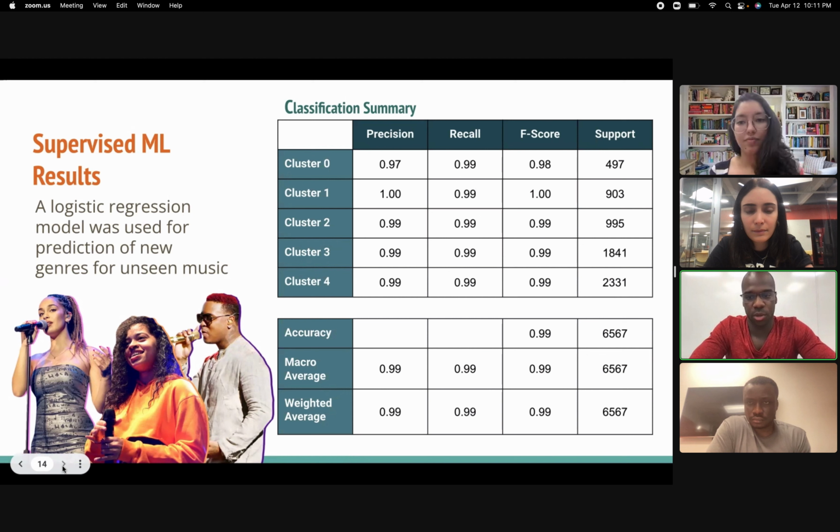For supervised learning, we utilized a logistic regression model, which had the highest performance metrics, to predict the labels of our k-means model. This model is utilized to replace humans to help better classify genres of the songs of tomorrow. We do have limitations and future work, but we'll discuss that during questioning.